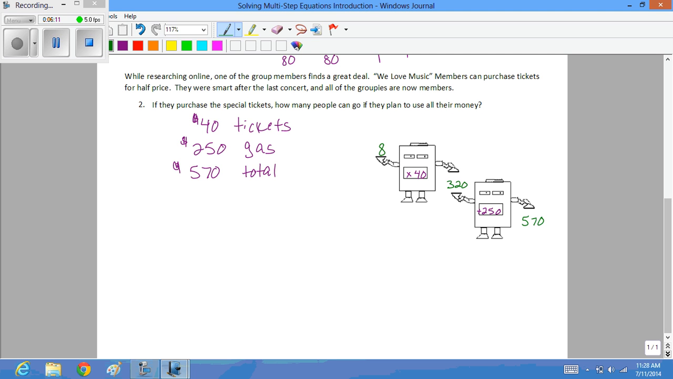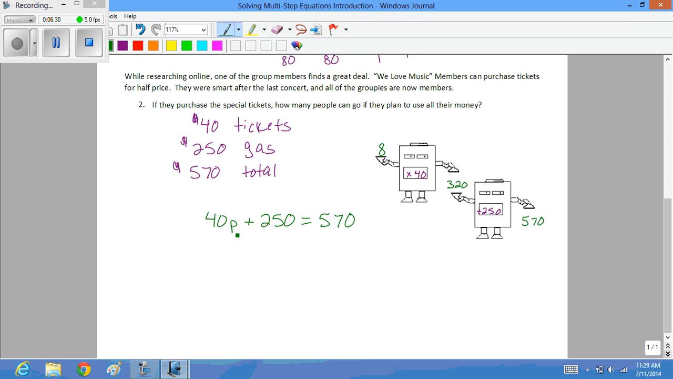Let's go ahead and set up an equation and solve it to see if we get the same answer. So again, $40 per person for tickets. So $40 per person. I have to add on $250 for gas for the whole group, and I know that I have $570. So here's my equation.